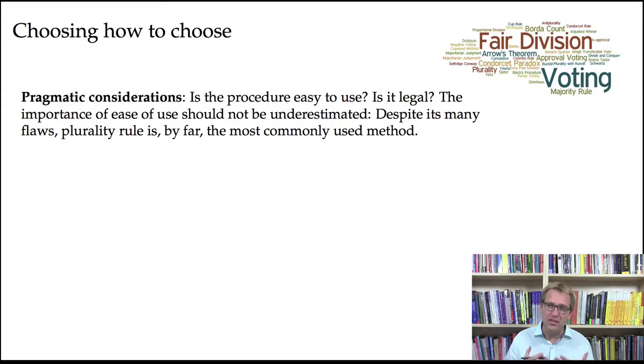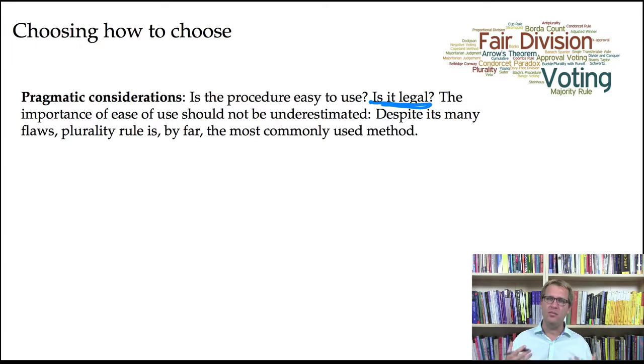Is the procedure easy to use? Is it legal? Your society might have a constitution that explicitly rules out certain types of voting methods. The importance of ease of use really should not be underestimated. Plurality rule has many, many undesirable properties, as we'll see. We'll see lots of problems with the plurality rule. But despite that fact, it remains one of the most common voting methods. The reason is not hard to figure out.